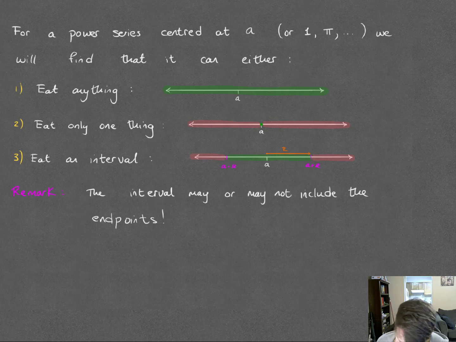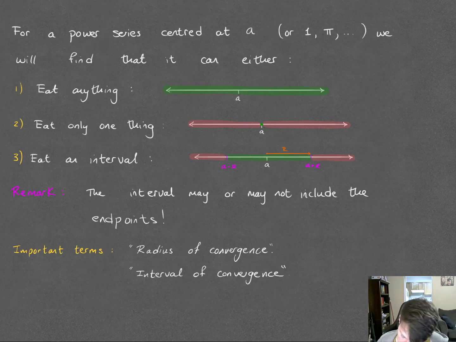Now this is a very important remark. The interval may or may not include the endpoints. So your machine, your power series, may be able to eat a minus R, or it may not. It may be able to eat a plus R, or it may not. So your interval can either be open, or half closed, including the right endpoint, or half closed, including the left, or it might be able to eat both of them. It might be the closed interval.